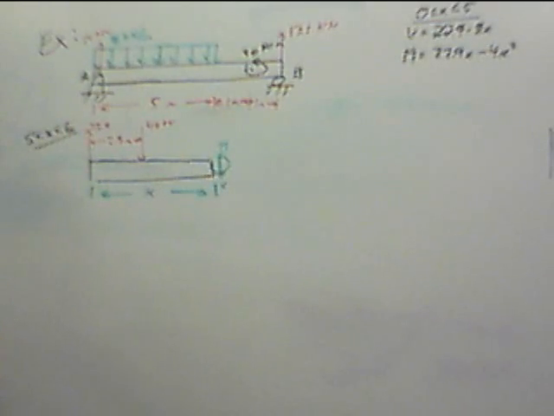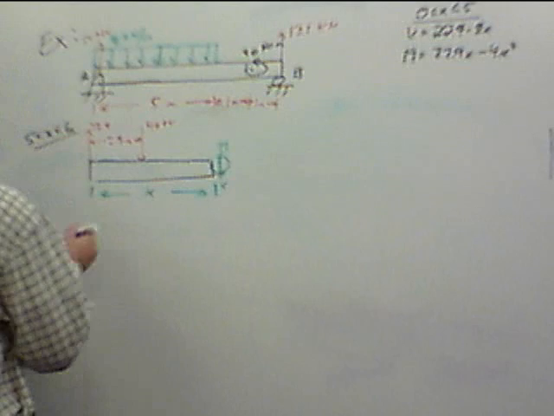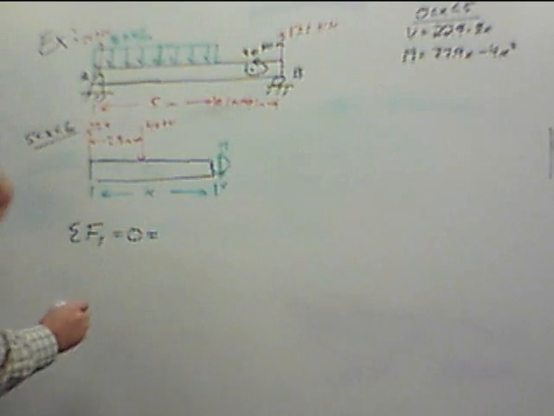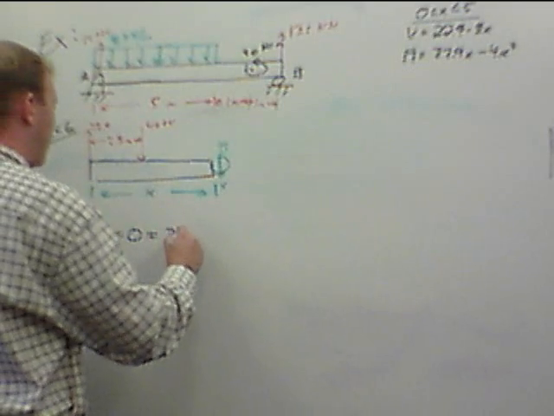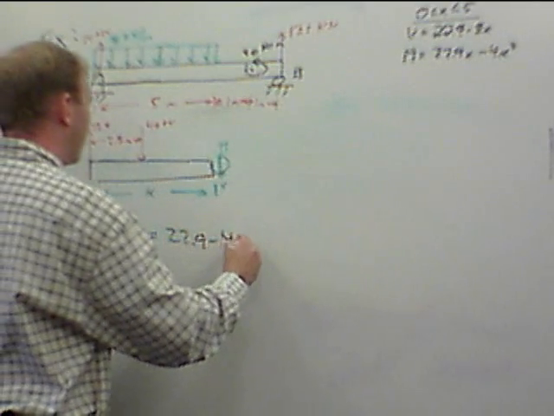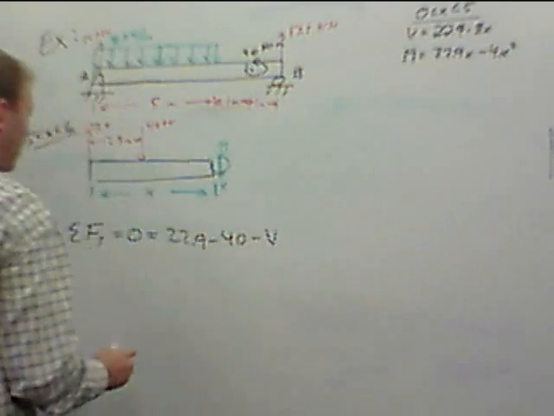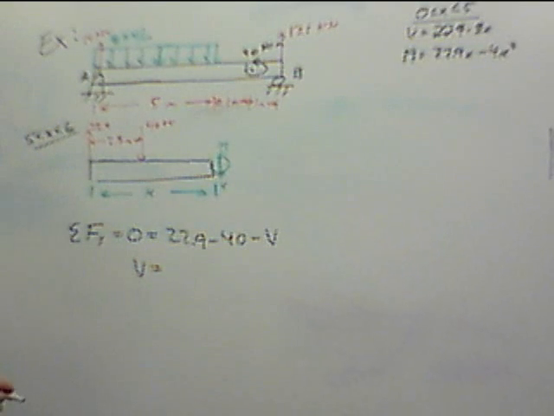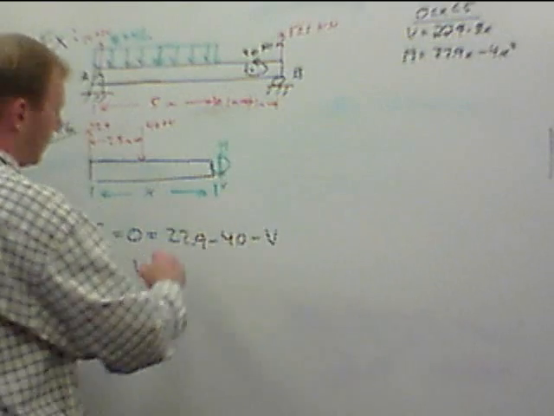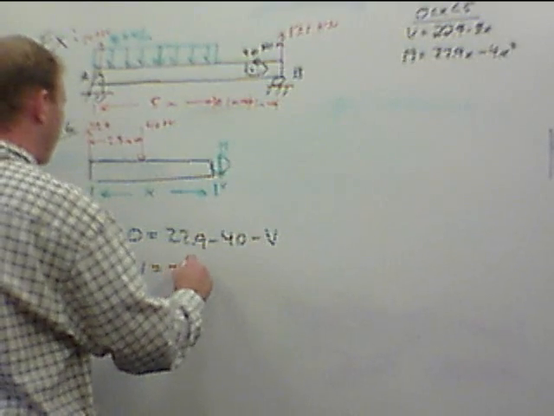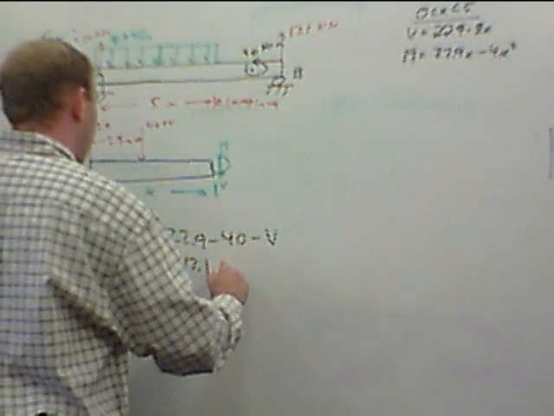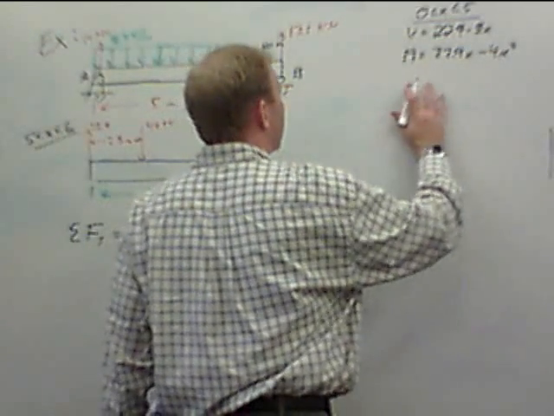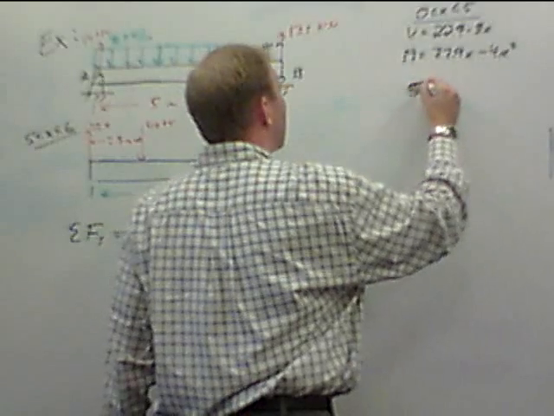Looking at the left-hand side here, I'm going to do summation of forces in the y equals 0 equals 22.9 minus 40 minus V. This gives me that V equals negative 17.1 kilonewtons. So this is not from 0, but from 5 to 6.